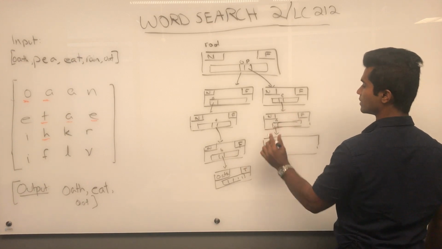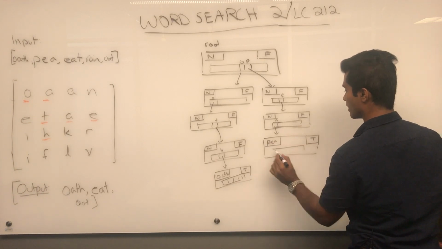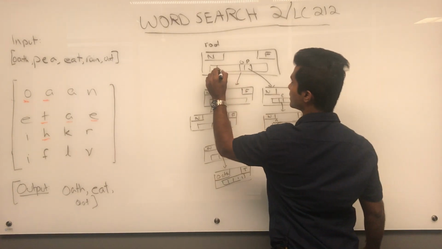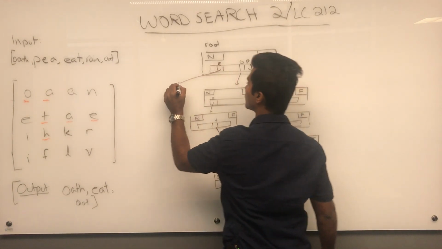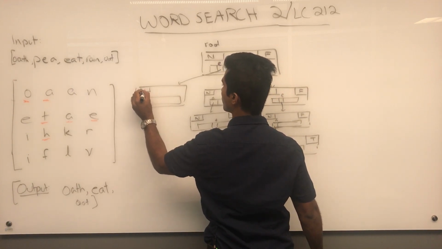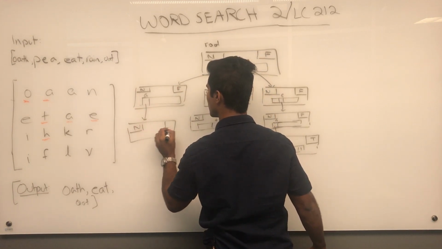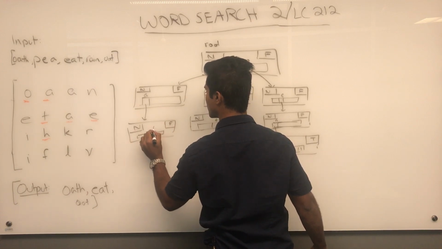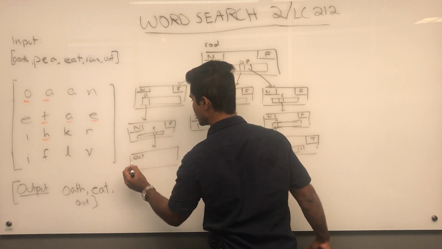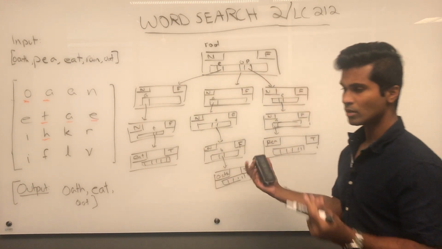And then this one is going to be responsible for saying P, and this one is going to say true, and this is going to be just null nodes. Eat is going to be E, this is null, this is false. A, T, E-A-T, this is going to be true, and this is going to be empty, or no.